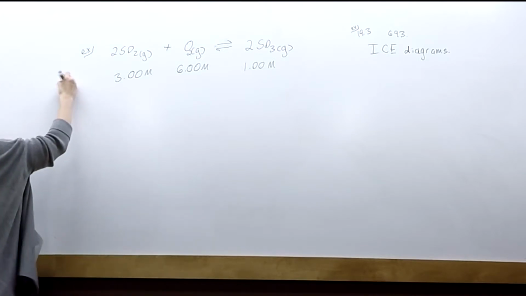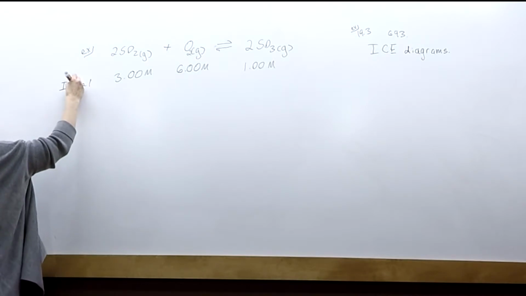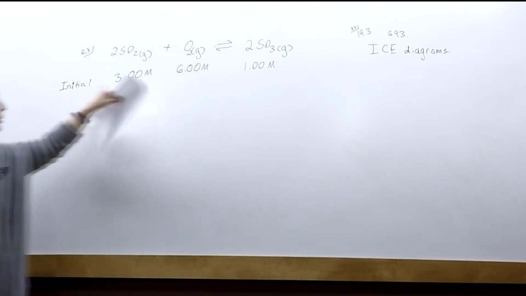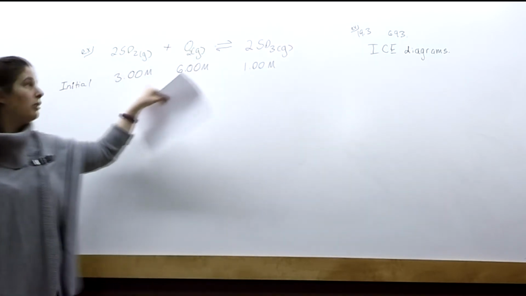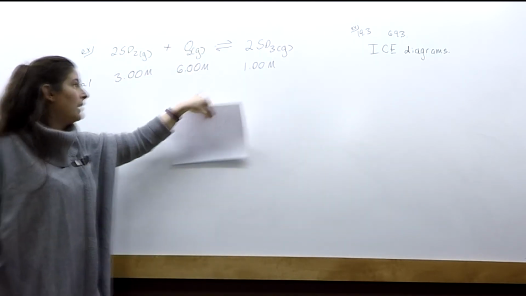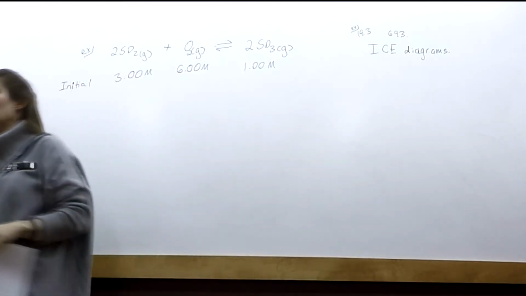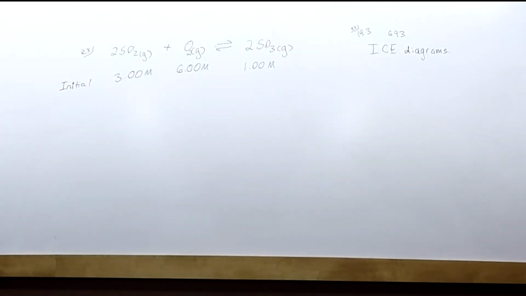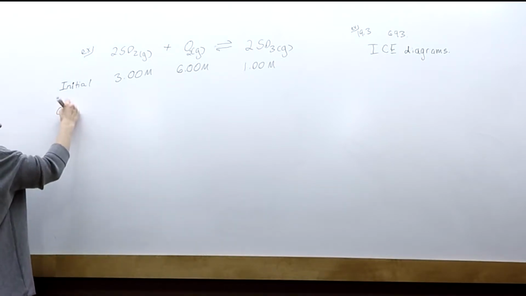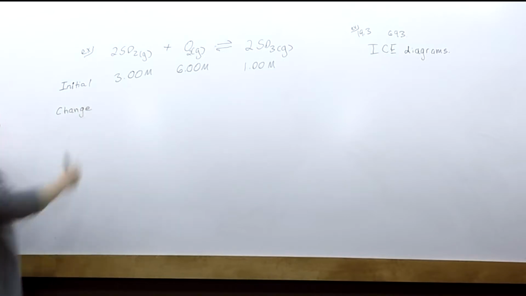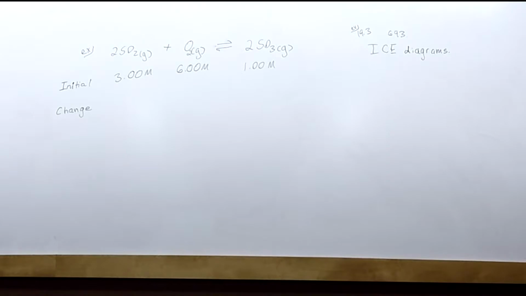Okay, here's the first part of the ICE. The I stands for initial. So when solving these, the first thing that you put underneath the reaction, you always write your reaction, and underneath each one of your reacting molecules, you put your initial concentration for that compound. So we write initial. The C in ICE means change. The next thing that you want to determine is how does your concentration change when it hits the equilibrium.